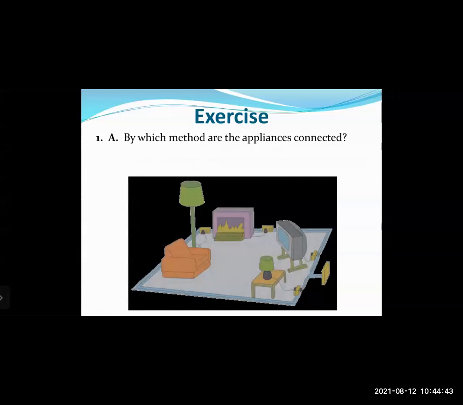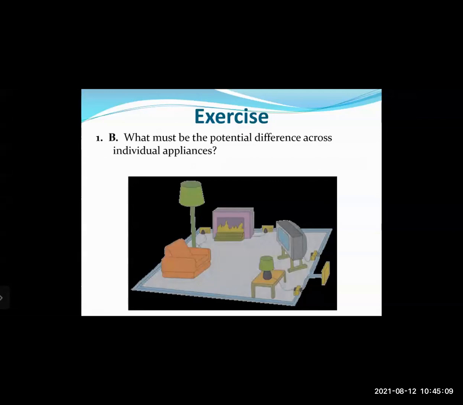By which method are the appliances connected? Now, as you can see in the diagram, it is a domestic circuit that is inside a house, right? And as we had discussed previously, all domestic electrical circuits are connected in a parallel combination or parallel connection. So the first answer is: the appliances are connected in a parallel connection. Then next question 1B.